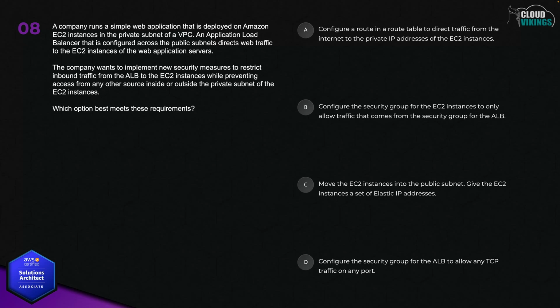A. Configure a route in the route table to direct traffic from the internet to the private IP addresses of the EC2 instances. B. Configure the security group for the EC2 instances to only allow traffic that comes from the security group for the ALB. C. Move the EC2 instances into the public subnet. Give the EC2 instances a set of elastic IP addresses. D. Configure the security group for the ALB to allow any TCP traffic on any port.